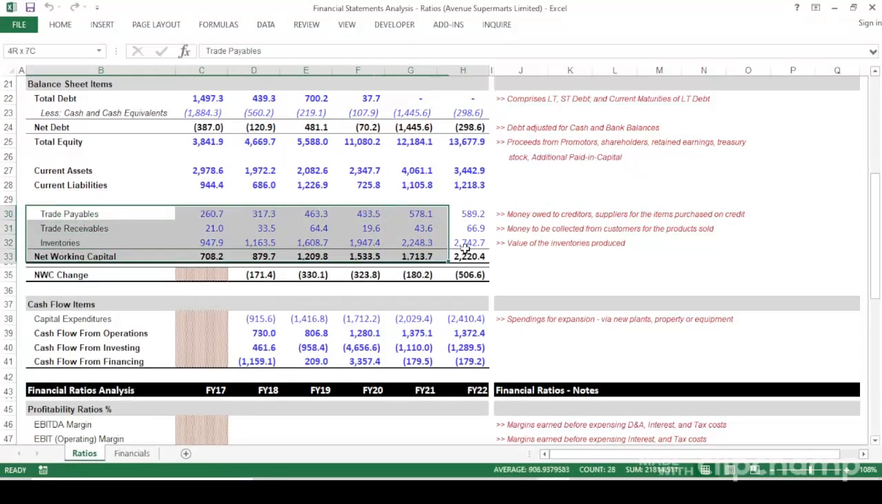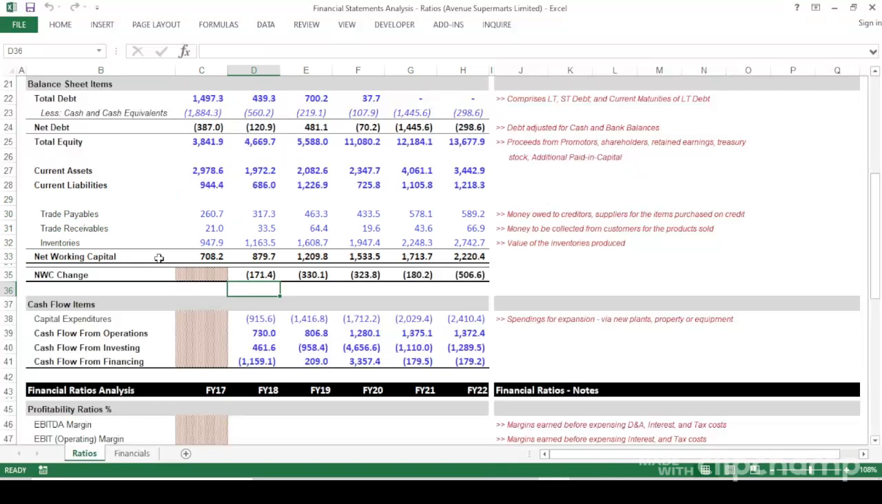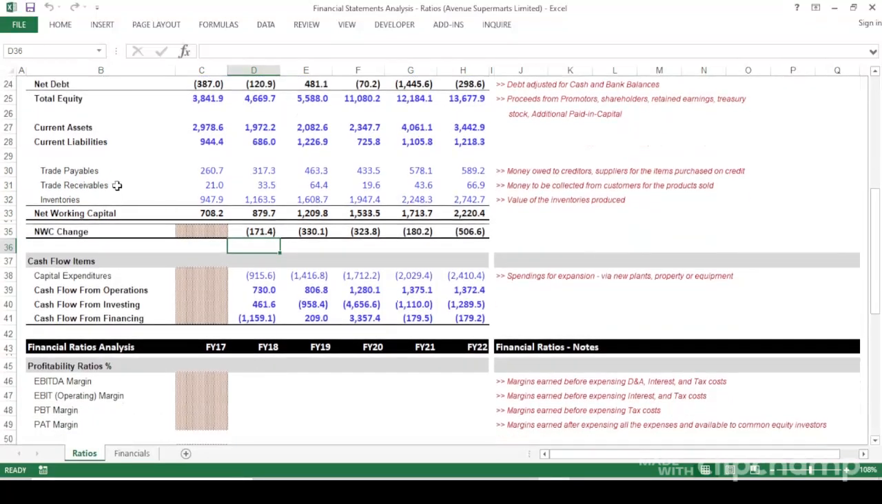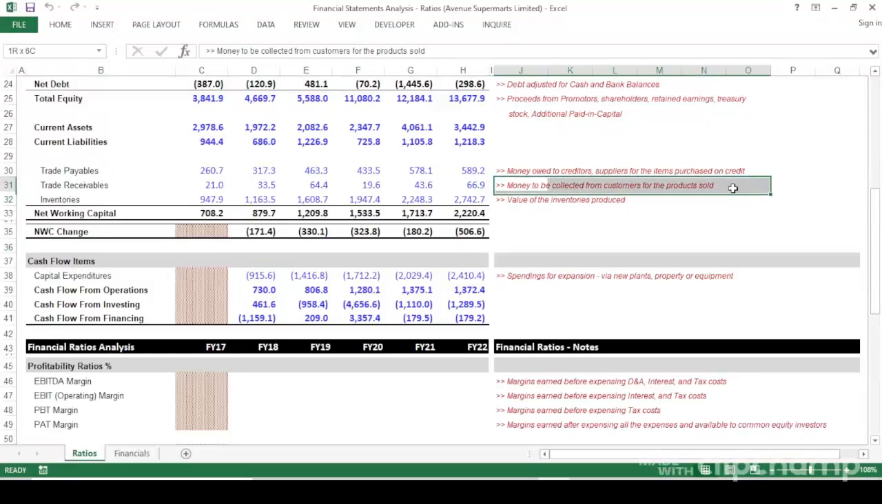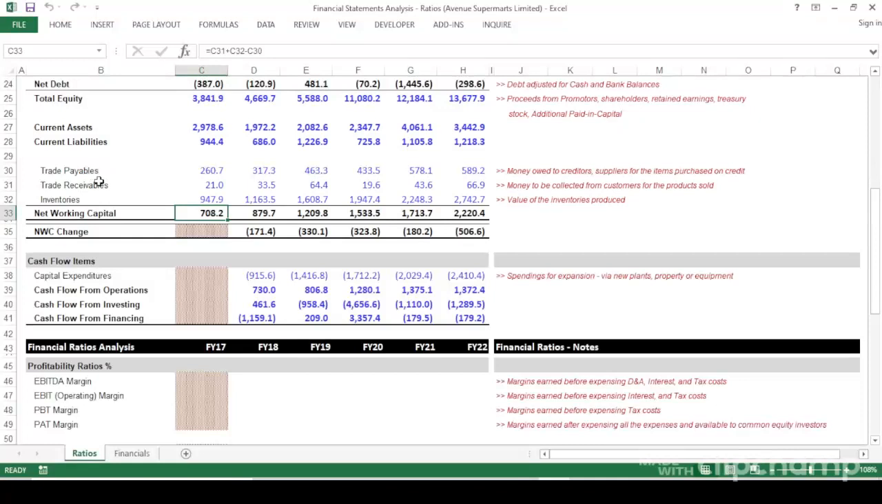Then we have the working capital line items. Then I've calculated the net working capital. Payables are nothing but what the company owes to its creditors or suppliers. Receivables are the money that the company has to collect from the customers for the products that it has sold or the services that it has rendered. And inventories, basically the monetary value of whatever inventory the company has produced. The working capital formula is going to be receivables plus inventories less payables, as you can see in the formula bar here.